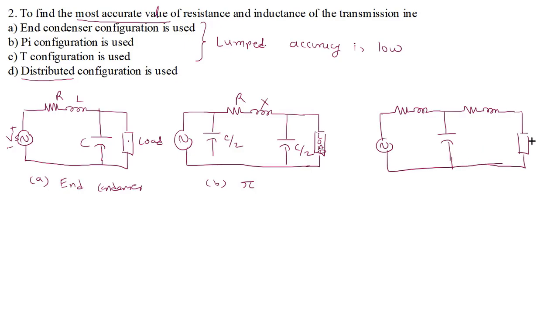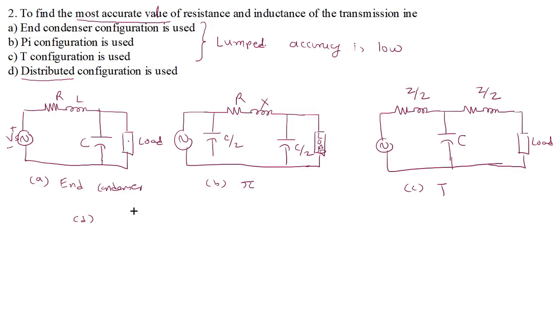This one is the load or the receiving end. So Z by 2 is present at the sending end, Z by 2 is present at the receiving end, and here there is a presence of capacitor C. So this is called the nominal T method.